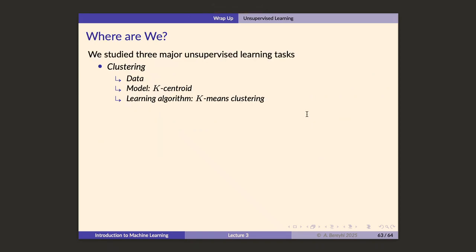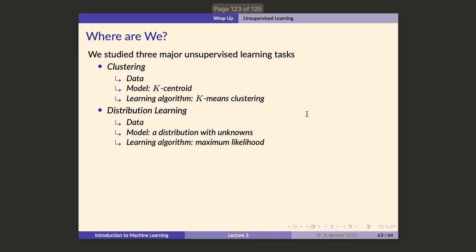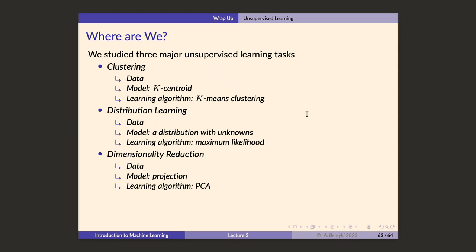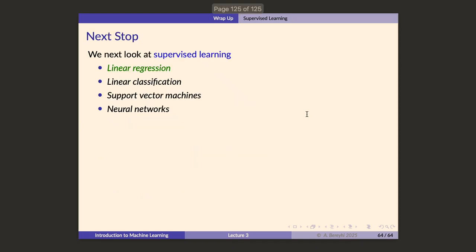We are over with unsupervised clustering, data distribution, distribution learning, and dimensionality reduction. Good news is that we're not getting back here, okay? And it's going to be much more conventional, okay? So the next thing that we are going to do is supervised learning, and we are going to start with linear regression, which is the nicest thing you can think of.